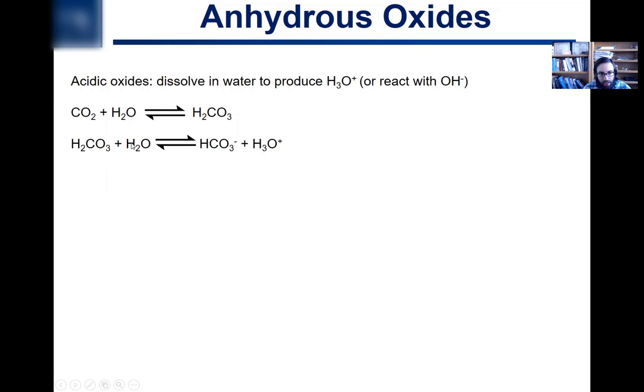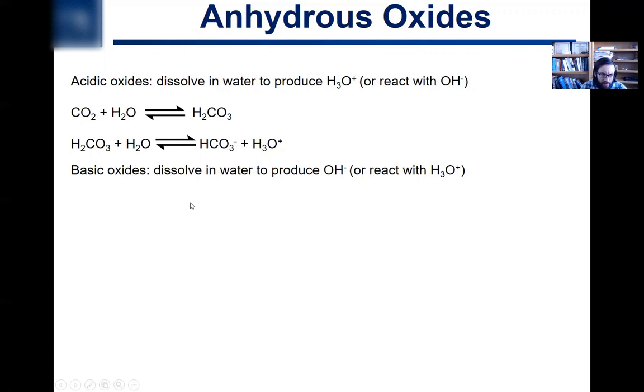Carbonic acid, of course, can react with water to generate a hydronium ion. So if you bubble CO2 into water, you will be increasing its acidity and decreasing its pH. Seltzer water is always going to have a lower pH than the corresponding pure water. And so that is an acidic oxide.